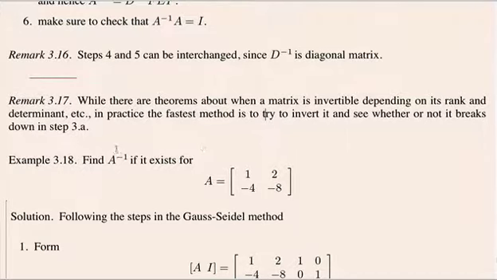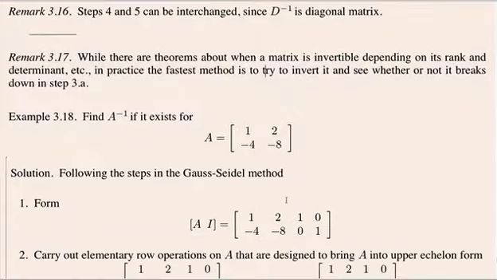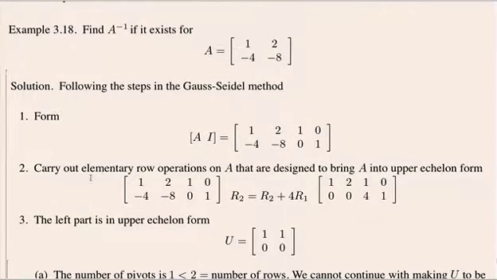So here it is. See if A inverse exists, if A is this 2 by 2 matrix, 1, 2, minus 4, minus 8. So we follow the steps of the Gauss-Seidel method. We augment the matrix with the identity matrix on the right. Then we carry out elementary row operations on A that are designed to bring the A part into the identity matrix, or first of all, upper echelon form.